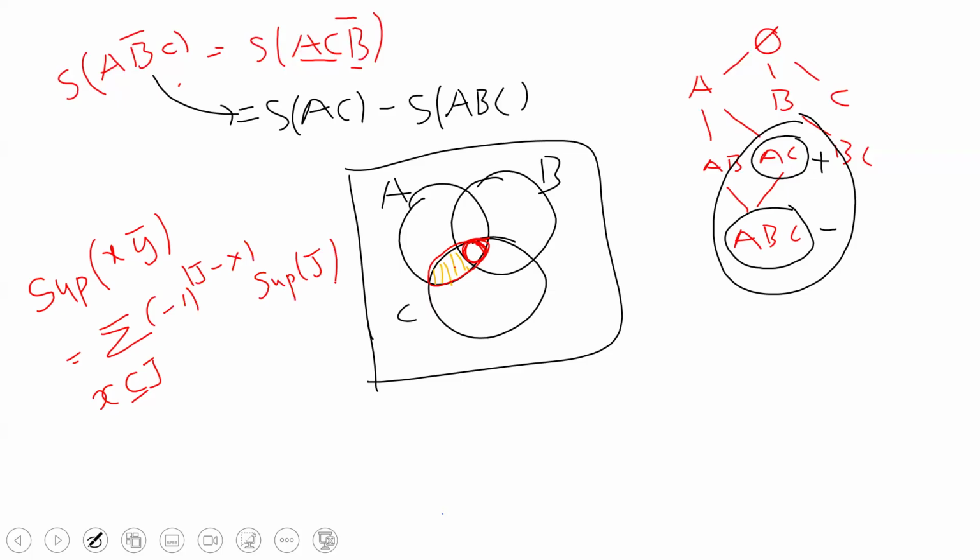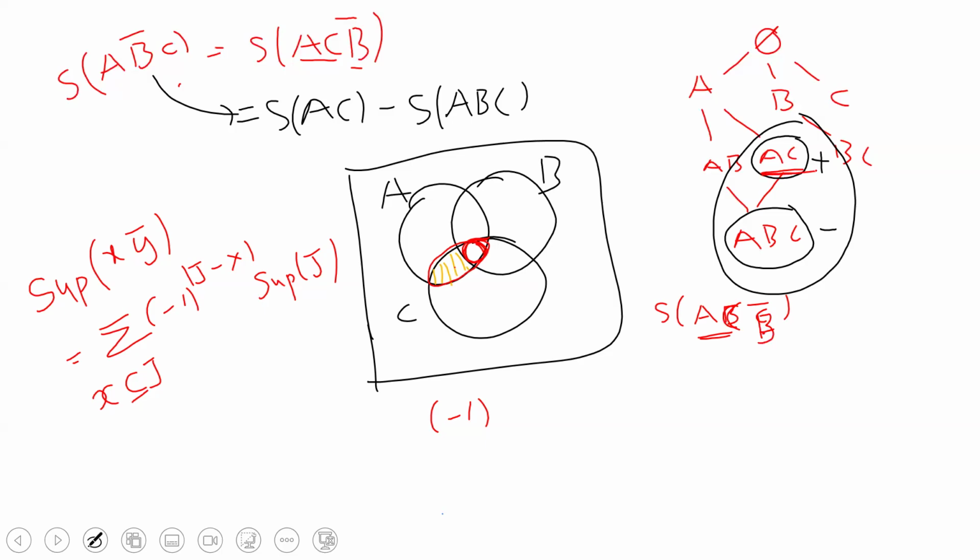Let's suppose you take the same example, S of ABC, and apply this formula. What is the positive term here? AB. What is the negative term here? C bar. Now minus 1, what is j? J is ABC, right? Oh no, J is AC. Now we are starting over here. What is the positive term? A C B bar. Sorry, this is A C B bar. So now J is AC.